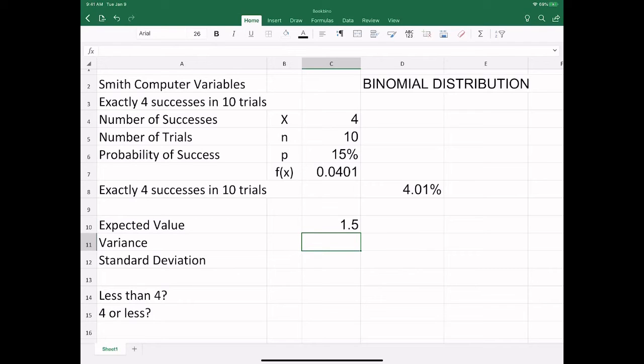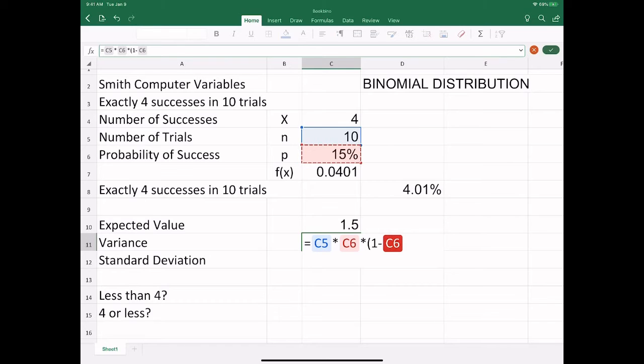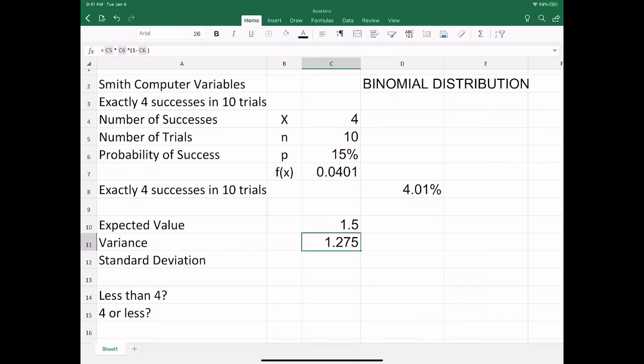Now I'm going to do the variance. And the variance, if you remember, equals n, highlight that, times p, times 1 minus p. Now, in order to do minus or plus in the formula, I need to use the parentheses. So I'm going to say 1 minus, and highlight the p. Close the parentheses. Now when I highlight that and hit the green check, it's going to tell me that the variance for this binomial distribution is 1.275.